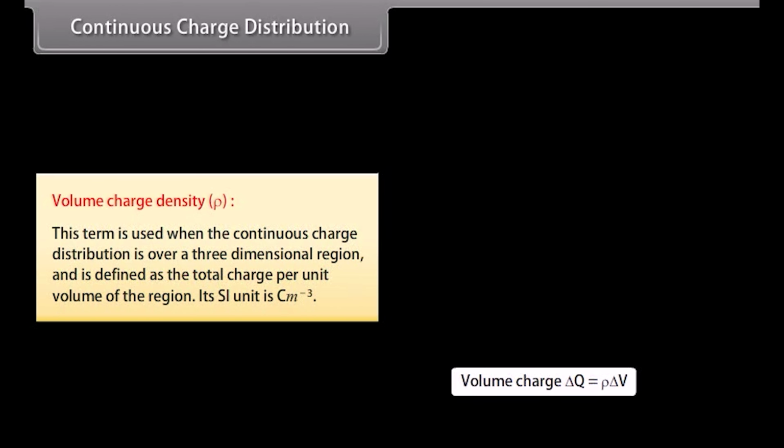Volume charge density, rho. This term is used when the continuous charge distribution is over a three-dimensional region and is defined as the total charge per unit volume of the region. Its SI unit is coulomb per meter cubed.